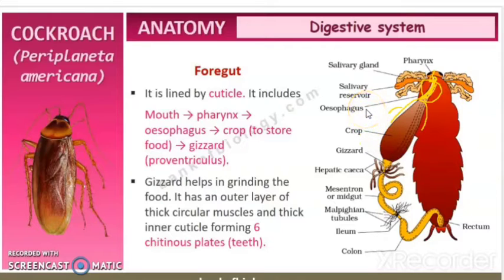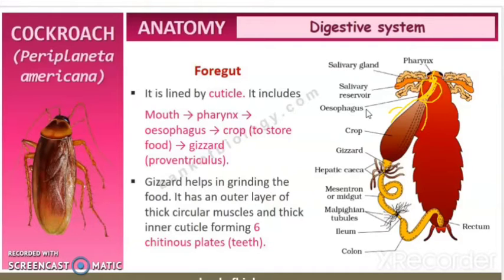And what is the use of the gizzard? It helps in grinding the food particles. That grinding process is done with the help of the teeth-like structure, which is made up of highly chitinous plates, right? And now the entire foregut is lined by the cuticle. So like the gizzard, the complete foregut is lined by the cuticle. Okay, now let us see about the ring of 6 to 8 blind tubules which is seen in the foregut portion.